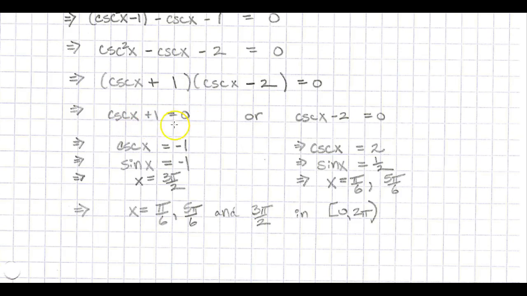Cosecant x plus 1 equals 0. That means cosecant x is minus 1. Cosecant is 1 over sine, so sine x equals minus 1, which is only at x equals 3 pi over 2. Cosecant x minus 2 equals 0. Cosecant x equals 2. That means 1 over sine, cosecant x is 1 over sine x, so sine x is 1 over 2, or 1/2. Sine of x is 1/2. Sine of x is positive in the first and the second quadrants. That's a 30-degree reference angle, so x would be pi over 6 and 5 pi over 6. So those are the 3 values of x in the interval 0 to 2 pi that solve that equation.